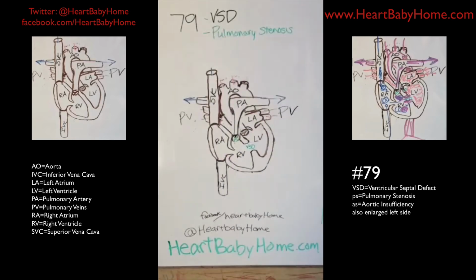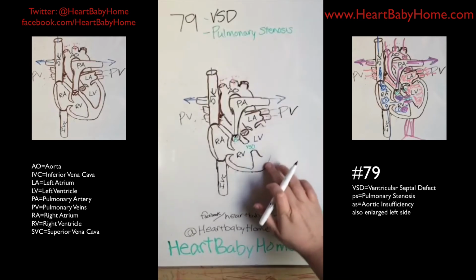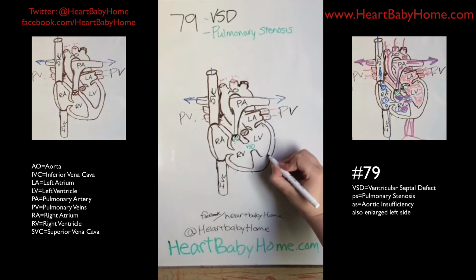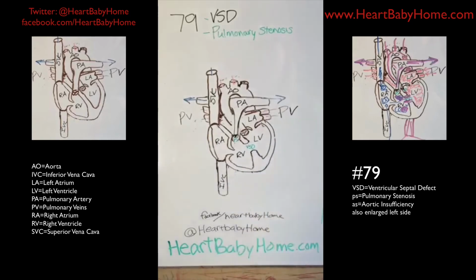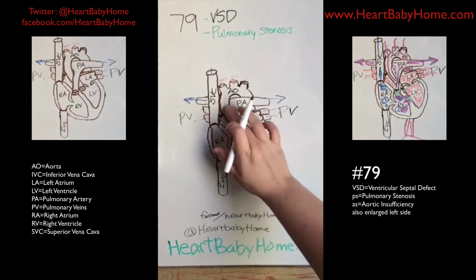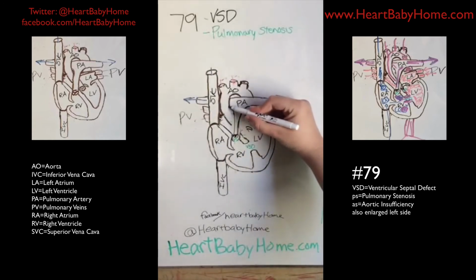Now this says the left side of the heart is a bit enlarged. So we're just going to take this and enlarge it a little. Now that usually happens when the muscle is overworked. They also have an aortic stenosis or insufficiency. So I'm going to go ahead and put that in here too.